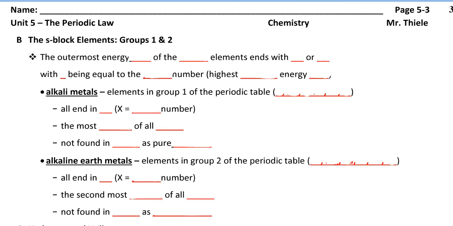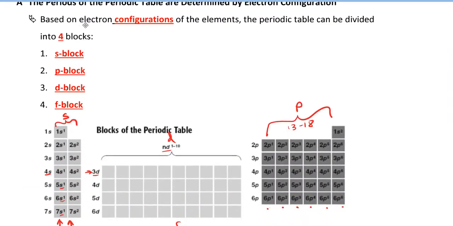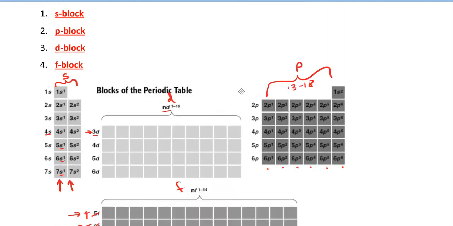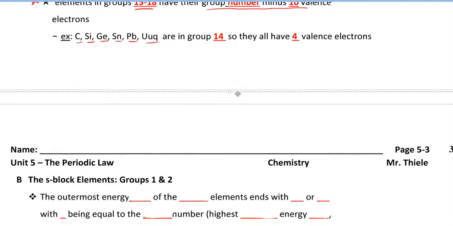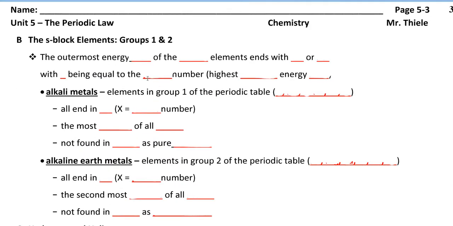Remember, based on electron configurations of the elements, the periodic table can be divided into 4 blocks. We have the S, P, D, and F blocks. Okay, so we're going to look at the S block elements, which are the elements in groups 1 and 2.